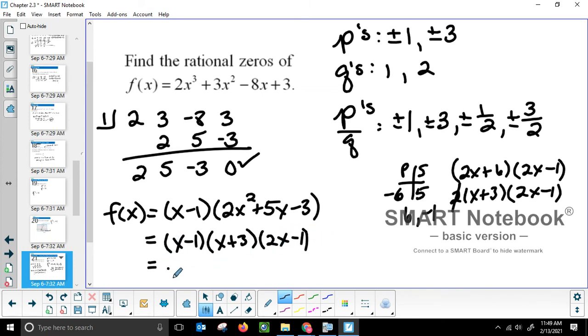This will give me x equals 1. This will give me x equals negative 3. And this will give me, if I set this equal to 0 and solve, add 1, divide by 2, 1/2. Are these all possible rational roots? They sure are: positive 1/2, negative 3, positive 1. We're good to go.